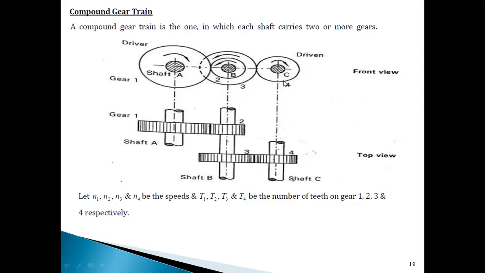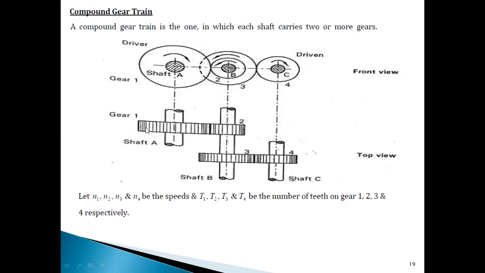This is the front view of the 4 gears which are mounted on 3 shafts, shaft A, shaft B, shaft C. The same you are seeing in the top view here. In the front view, you can see that gear 1 is meshing with gear 2. But gear 3, where is it meshing? It is meshing with gear 4. It is not meshing with gear 1. That is the reason we have shown dotted lines here, the imaginary lines.